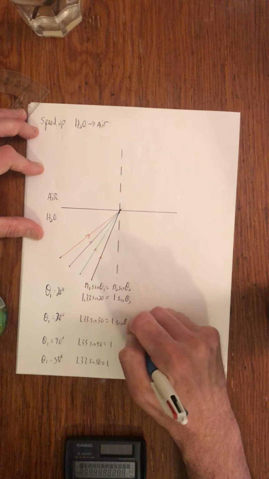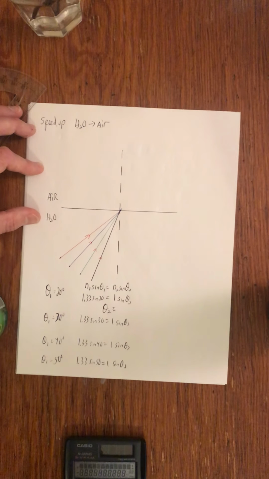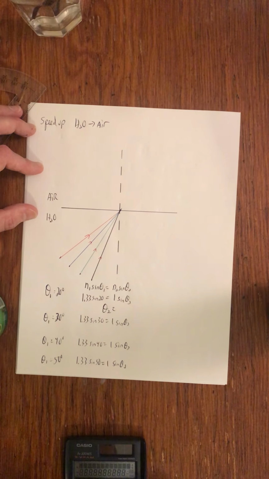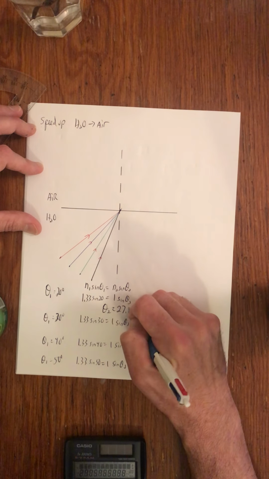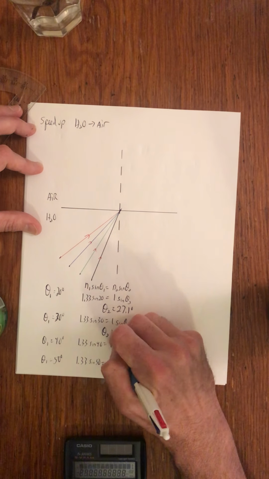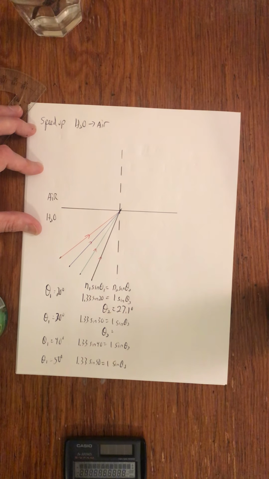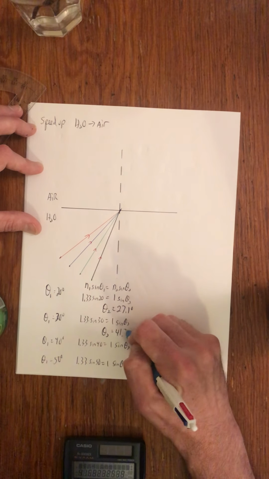All right, so let's see what we got in each case. Theta 2, 1.33 sine 20, second sine, answer, and got 27.1 degrees. Theta 2 is equal to 1.33 sine 30, second sine, answer. You got 41.7 degrees.